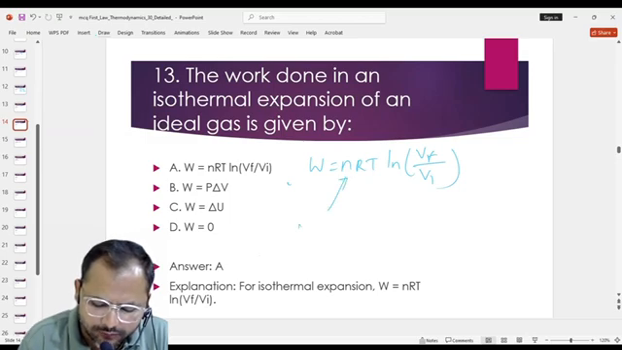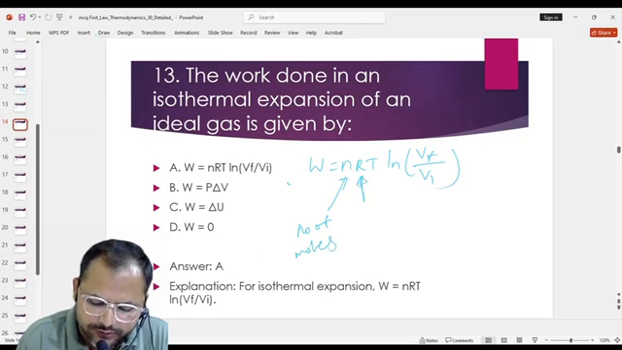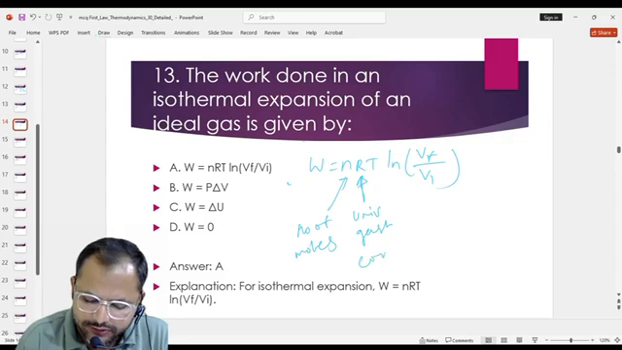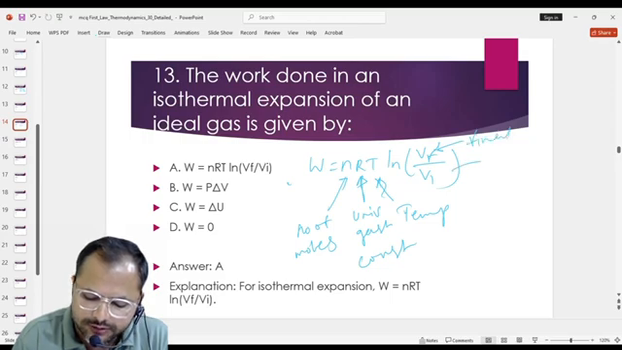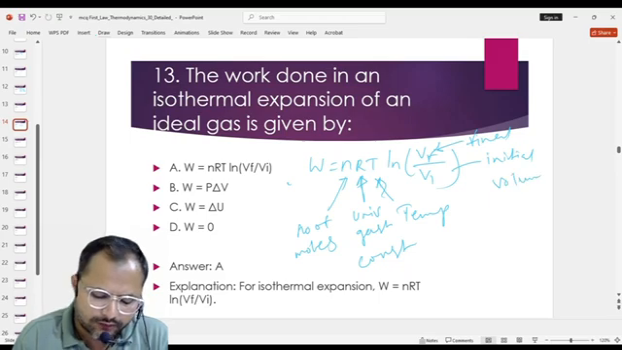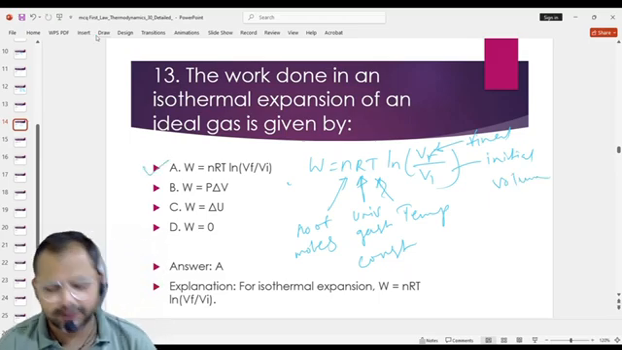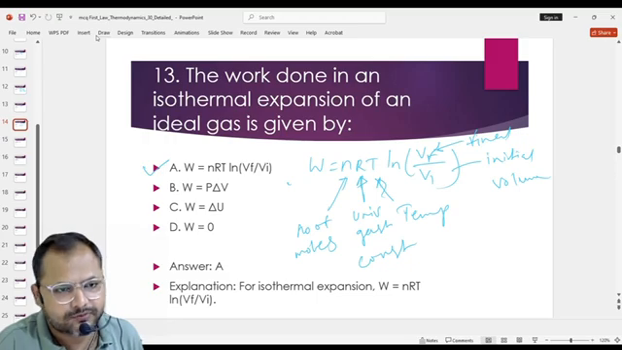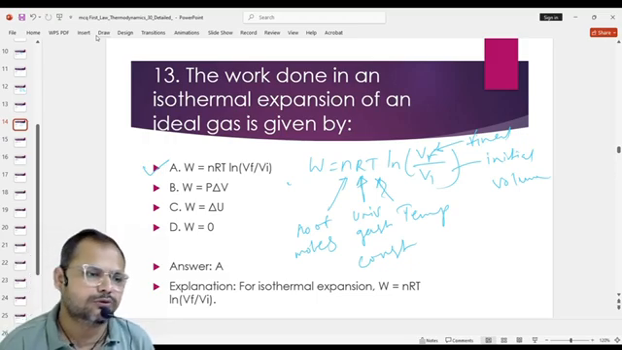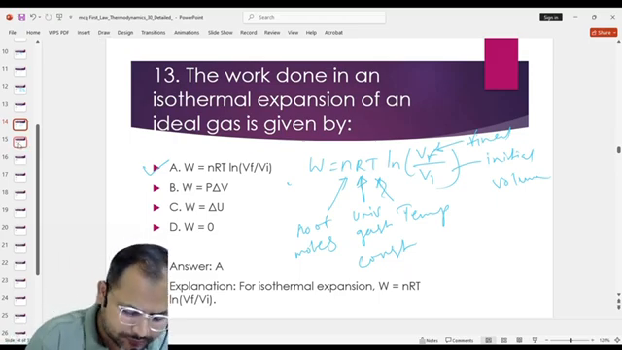where n is the number of moles, R is the universal gas constant, T is the temperature, Vf is the final volume, and Vi is the initial volume. By using this formula, we can find the work done in an isothermal process. In case of isothermal expansion, we have this formula, and we have to remember it too. So option B is the correct answer.